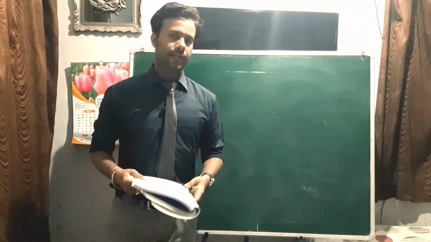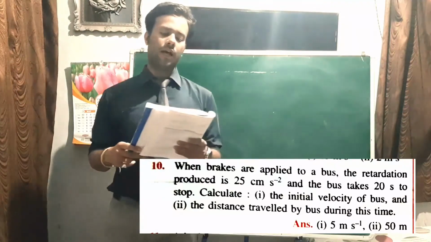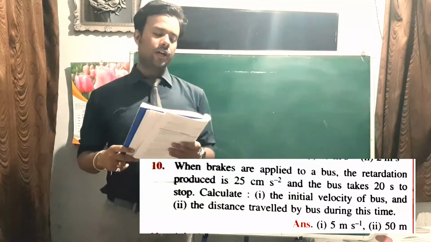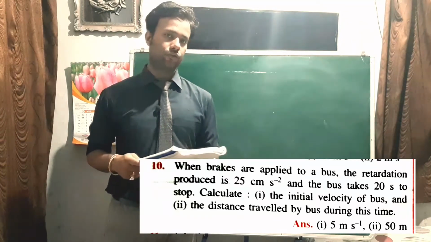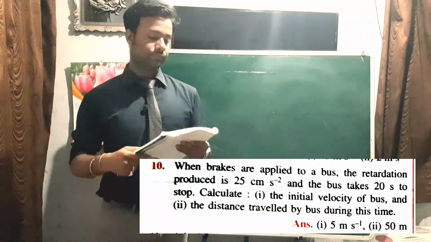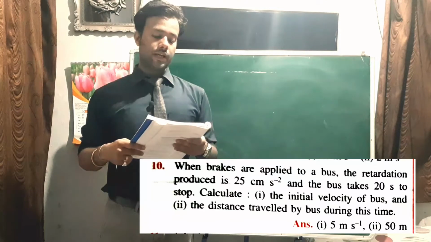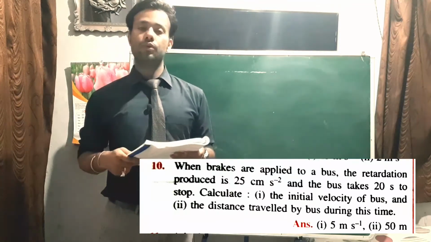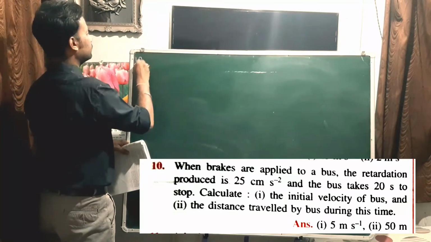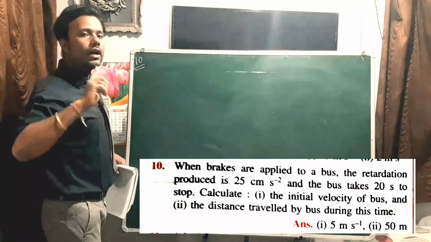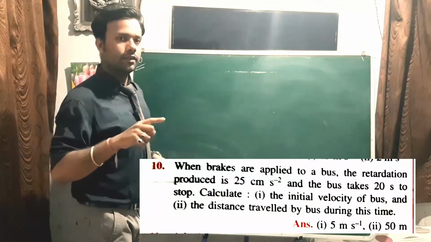Let's take the question number 10. It says when brakes are applied to a bus, the retardation produced is 25 centimeter per second square. It means centimeter, not meter. And the bus takes 20 seconds to stop. Alright. So question number 10. Retardation, that means negative acceleration.